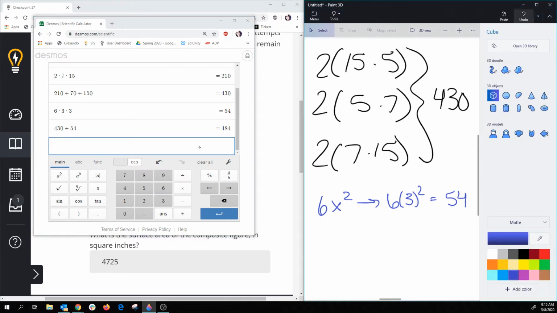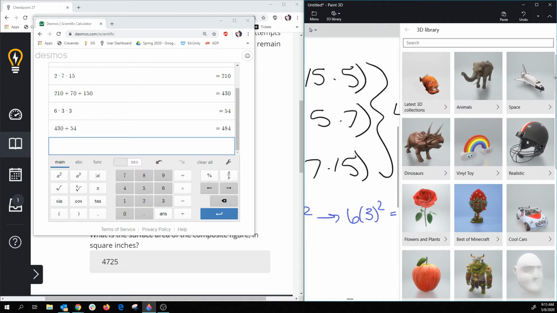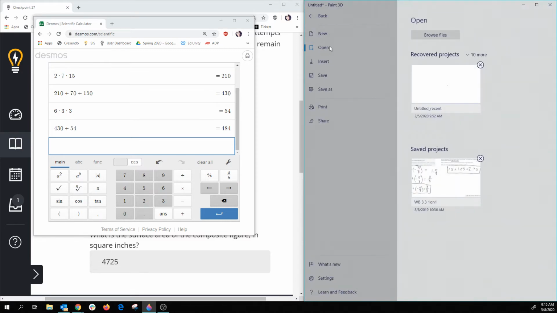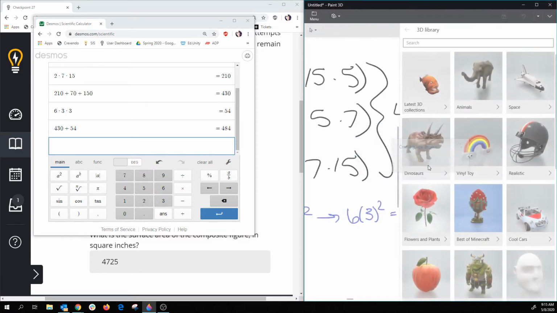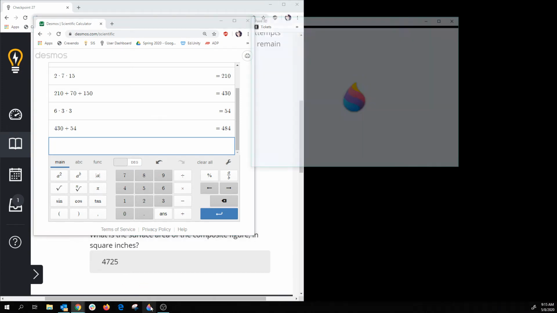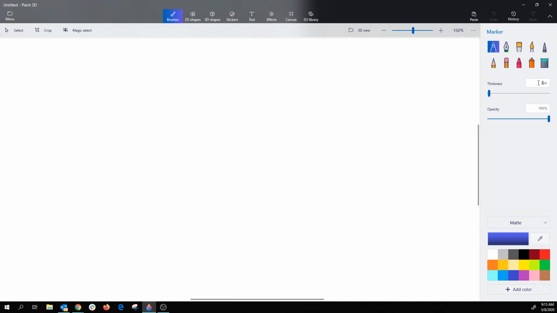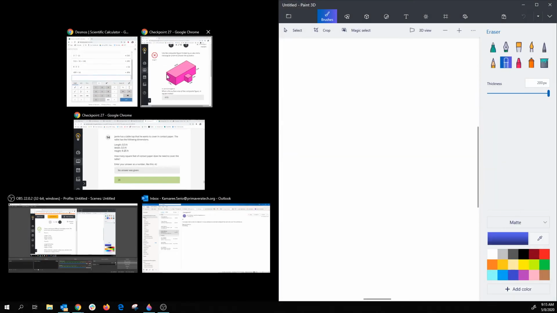Oops, I did the thing again where I mucked up my paint. I'm just going to do new. Let me close it and then reopen it. Sorry, I do this all the time. All right, here we go.